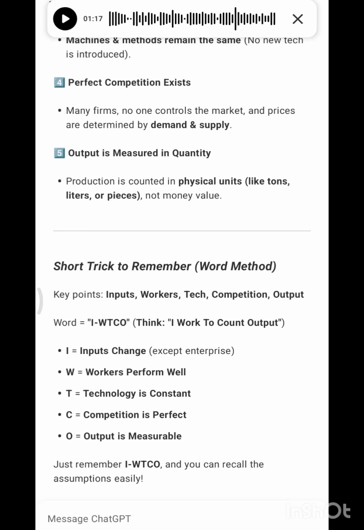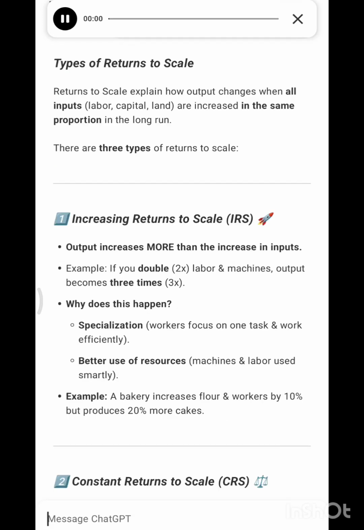Types of returns to scale. Returns to scale explain how output changes when all inputs, labor, capital, land, are increased in the same proportion in the long run. There are 3 types of returns to scale.